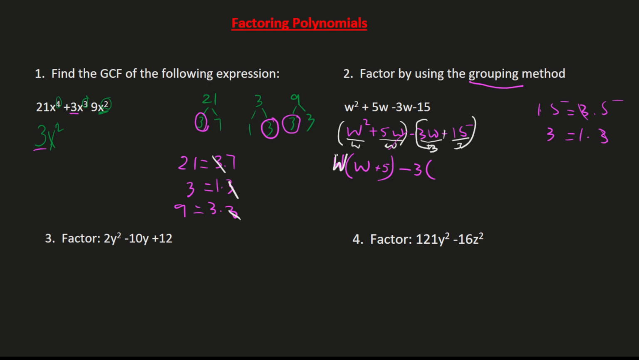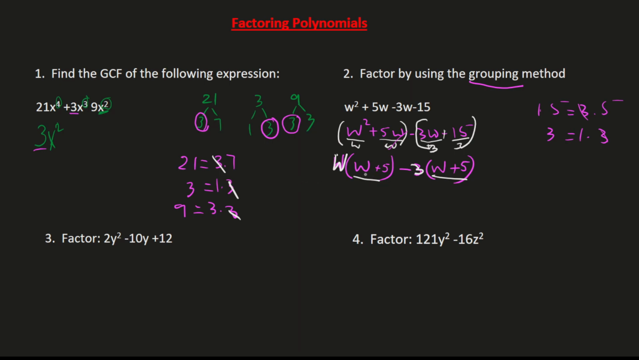When I divide 3w by 3, I'm left here with w. Plus, I divide 15 by 3, we get 5. And I close. Okay, that's good. So now what I wanted to see, we get a newly found GCF. What is the new GCF we get now? Because it's common for both of them, w plus 5, which is a 2-term polynomial.